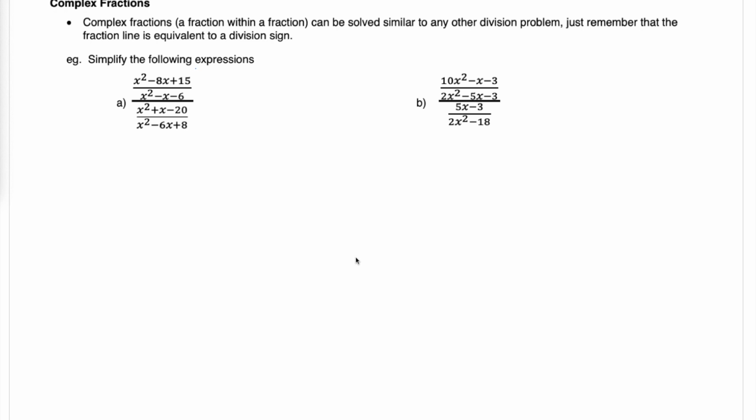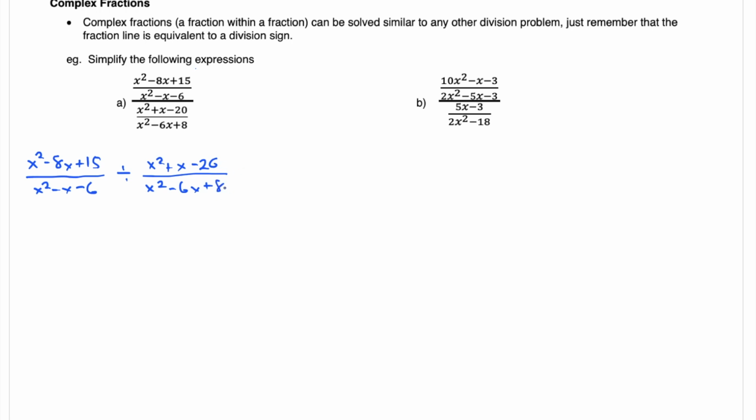Now a complex fraction, we're not going to solve these any differently than we've done before, but the initial form looks a bit different. So just remember that when you have this fraction divided by another fraction, this middle line here just means division. And so I can rewrite this just as a standard division question. And so what we'll end up with then is just x squared minus 8x plus 15, all divided then by the x squared minus x minus 6. And then I'll divide that by the x squared plus x minus 20, and then all over top of x squared minus 6x plus 8.